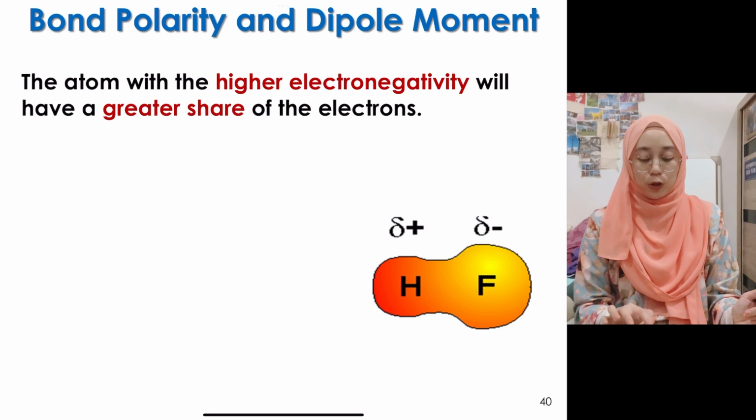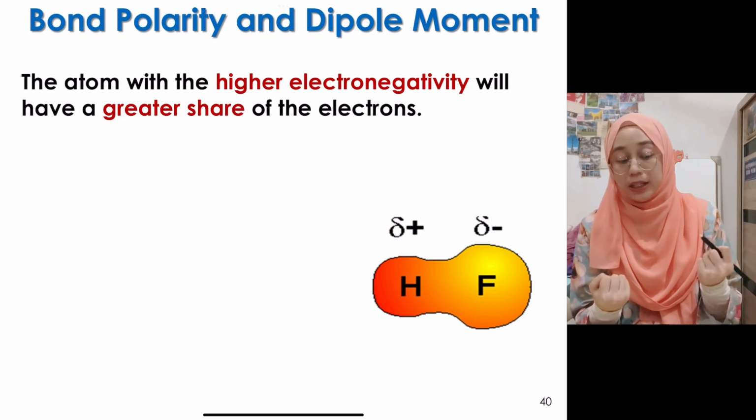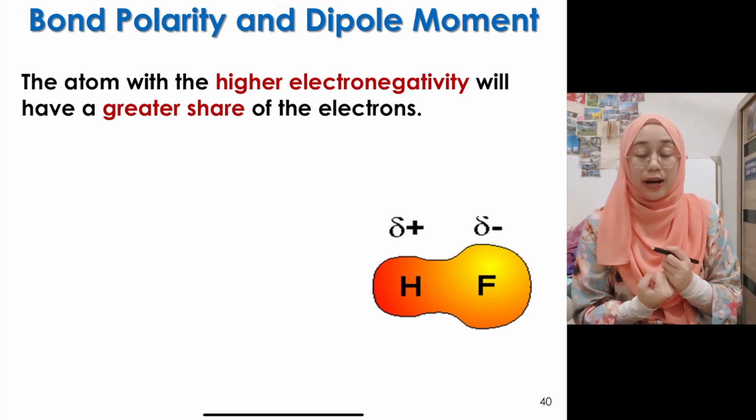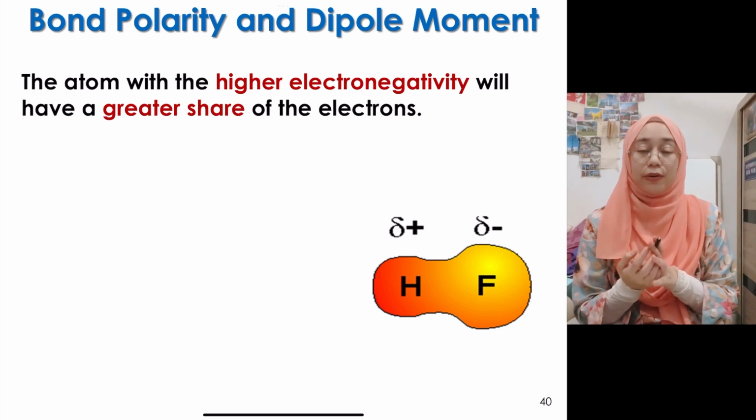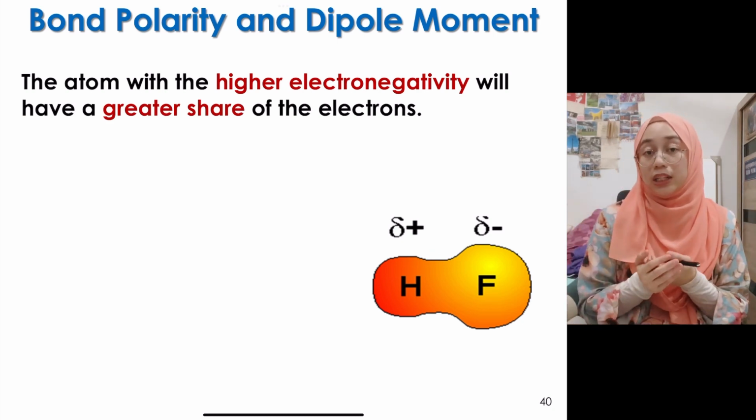Okay, so kalau kita tengok contoh HF dekat sini. Okay, HF kat sini. So, dua atom yang berbeza. So, in terms of electronegativity, dia pun berbeza juga. So, atom with higher electronegativity will have a greater share of electron. Sebab, kena tengok balik definition of electronegativity lah.